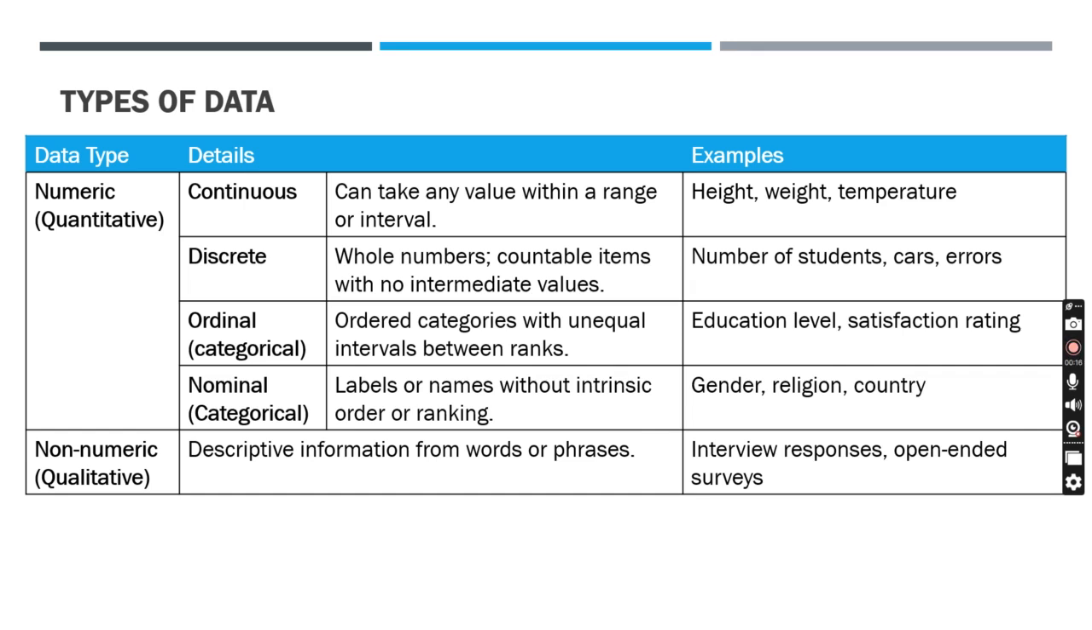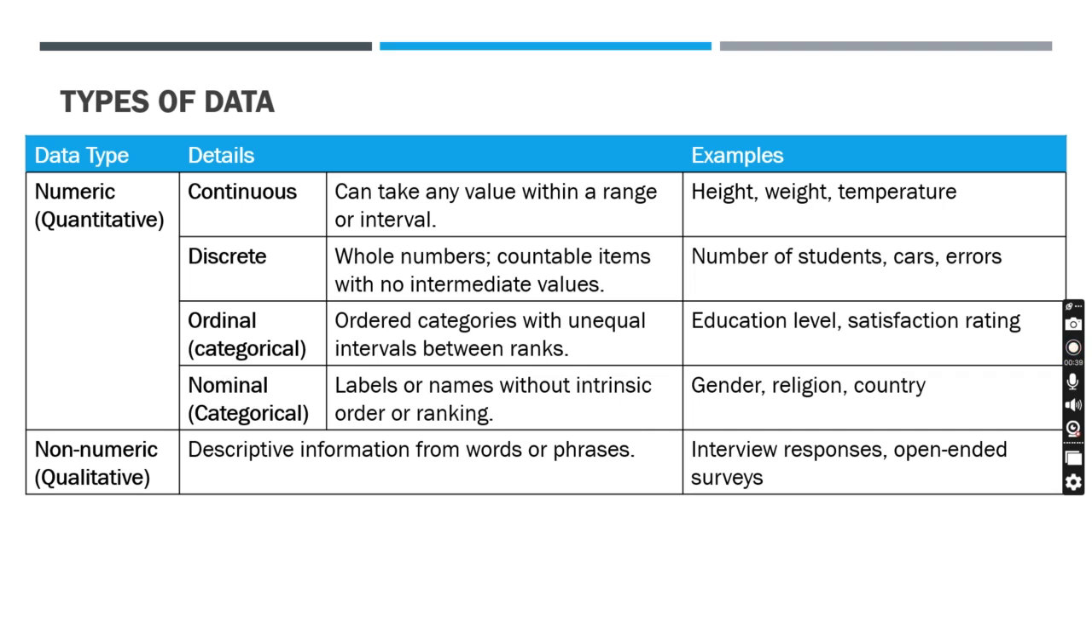We have numeric data, which is about numbers, and we have non-numeric data, which is about text, words, phrases, or sentences. Okay? Numeric data is mainly used for quantitative data, and non-numeric data is used for qualitative methods. For numeric data, we have four or five different types.